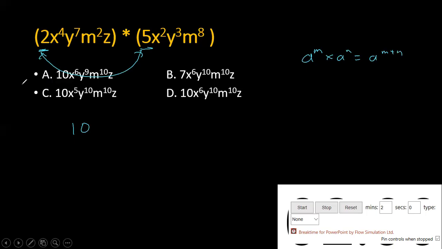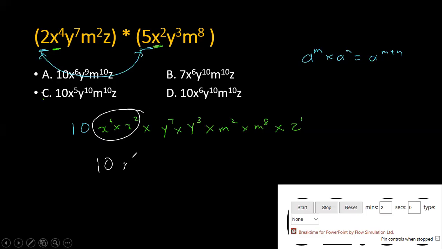Now, let's try to write down all the variables with the other variables. So x to the power 4 times x to the power 2, now times y to the power 7 times y to the power 3 times m to the power 2 times m to the power 8 times z to the power 1, where there is no z over here. Let's try to solve it now. So 10 as it is. Now what do we do?